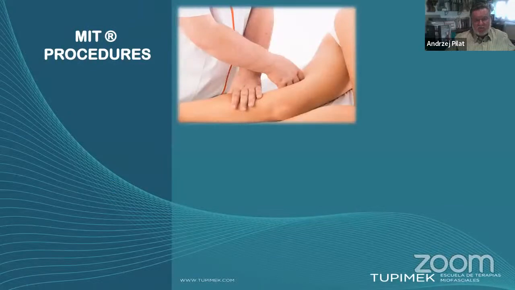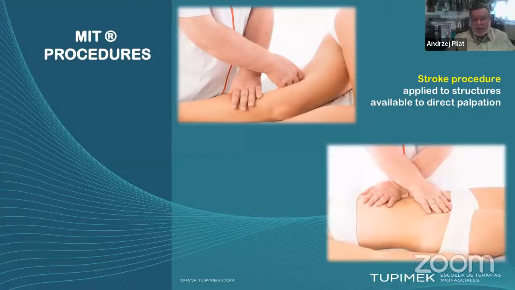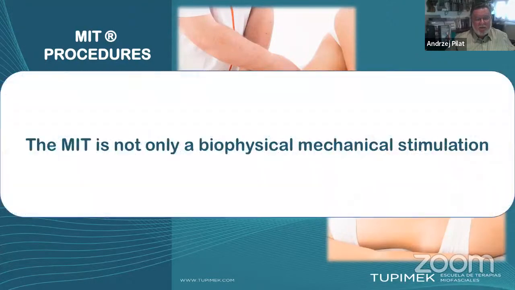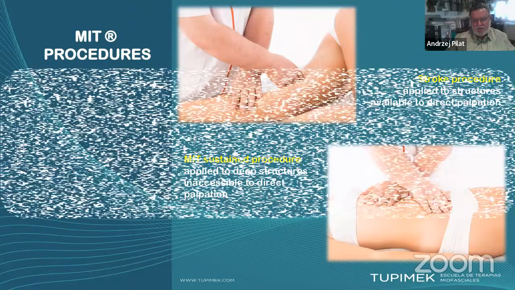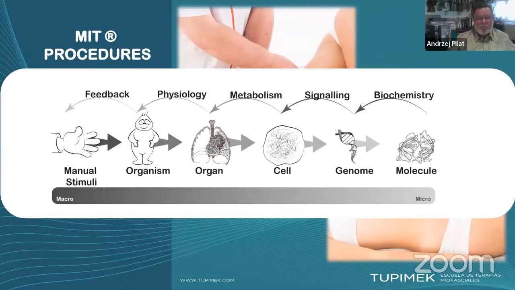So in all the process of treatment, we are using two kinds of procedures. Stroke procedures applied to structures available to direct palpation, and sustained procedures applied to deep structures inaccessible to direct palpation. And myofascial induction therapy is not only biophysical mechanical stimulation. If you want to observe with me this very simple picture: when I touch the body, I touch the person. So I touch the organism, but also the organ, and also cells, and also genome, and also molecules. So the response from the body comes from here: biochemical changes, signaling, changes at the level of the cell, metabolic changes, physiological changes, and I have feedback with my hand, and I follow up with the treatment.